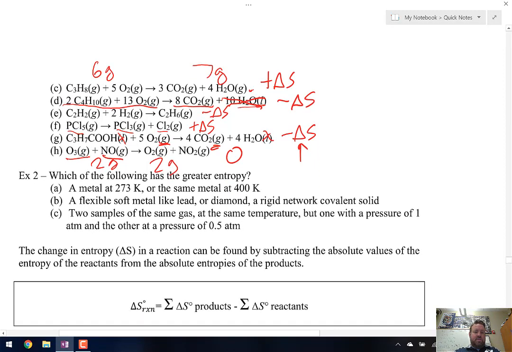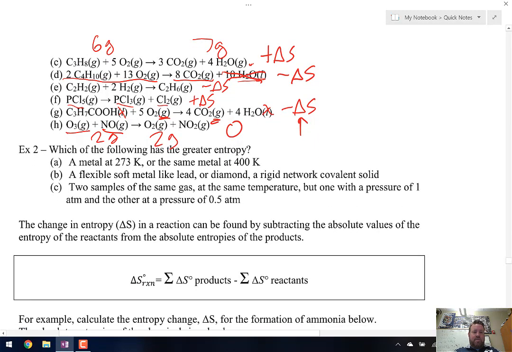Okay, example 2. Which of the following has a greater entropy? A metal at 273 or the same metal at 400? Again, as the temperature goes up, the amount of movement goes up, the more disorder there is. So the same metal at 400 Kelvin is going to have the greater entropy.